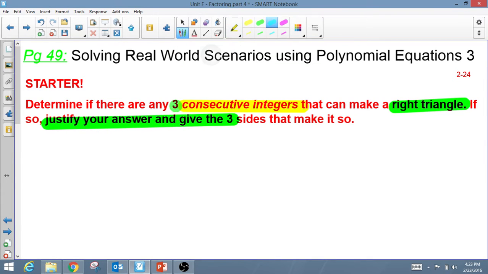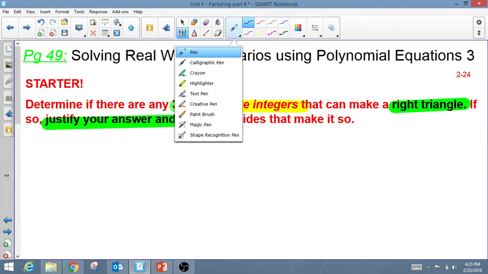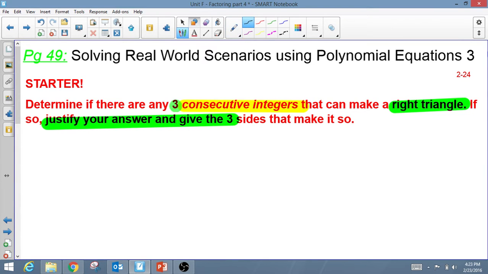Now that we know what we're looking for, we need to find it. Since this is talking about a shape, let's draw the shape. So we need to draw a right triangle. We know that our sides on a right triangle are the 2 legs and the hypotenuse. Consecutive integers, we talked about a while ago. Consecutive integers are like 1, 2, 3, right after one another.